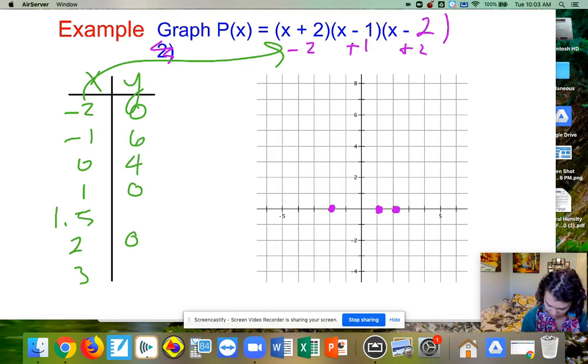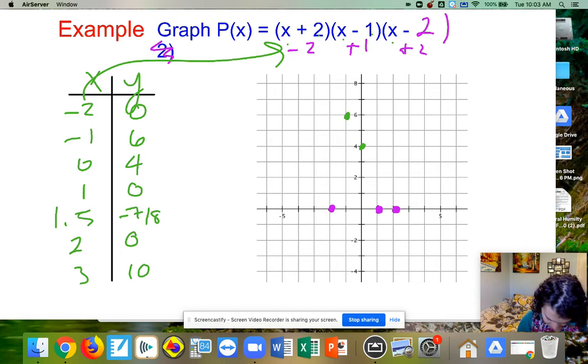At 0, you're at 4. We're at -7/8 for that one. And 10 right there. So that's just taking -1 and doing -1 + 2 times -1 - 1 times -1 - 2, finding your value. So then I'm going to plot these points. So at -1, you're at +6 right here. At 0 is at 4.